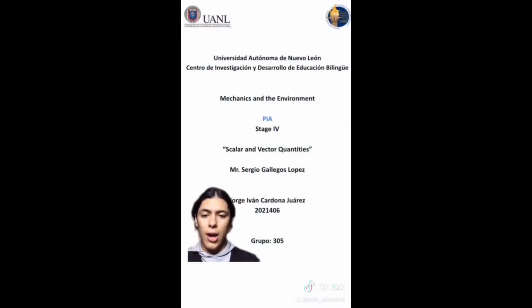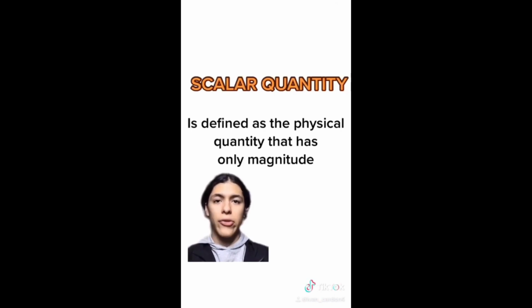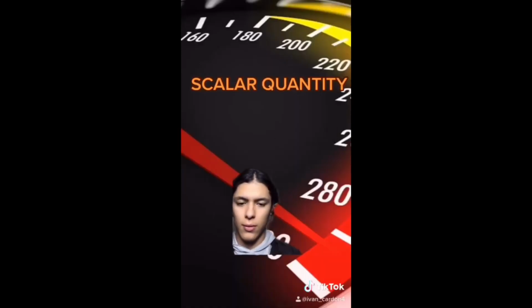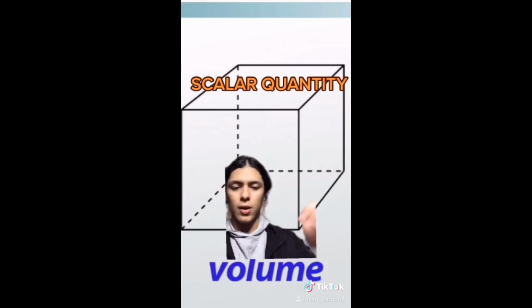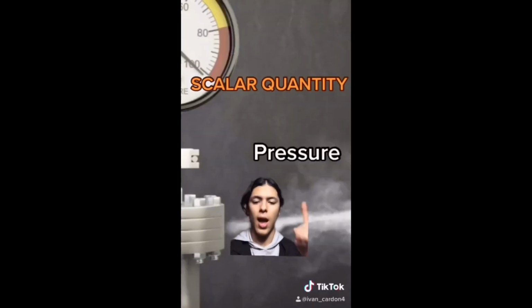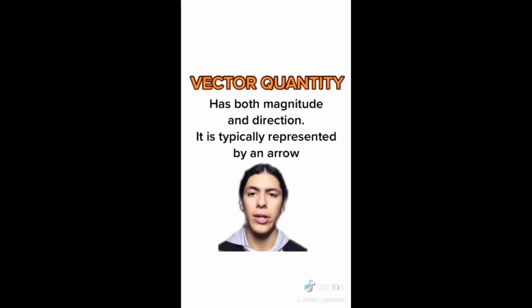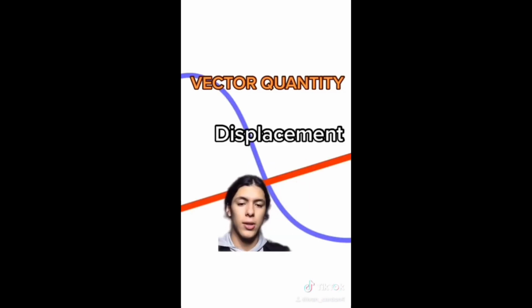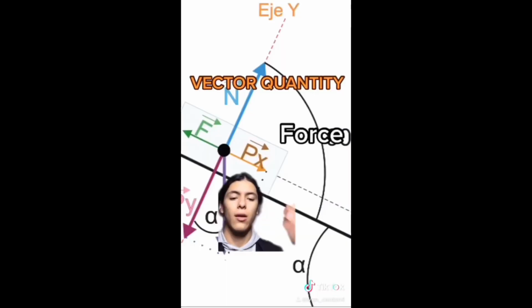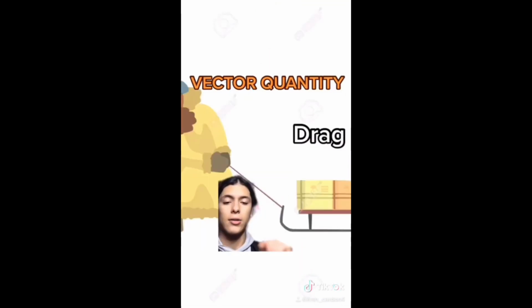Scalar and vector quantities. A scalar quantity is defined as a physical quantity that has only magnitude. For example, speed, temperature, volume, and pressure. A vector quantity has both magnitude and direction, and it is typically represented by an arrow. For example, displacement, velocity, force, and drag.